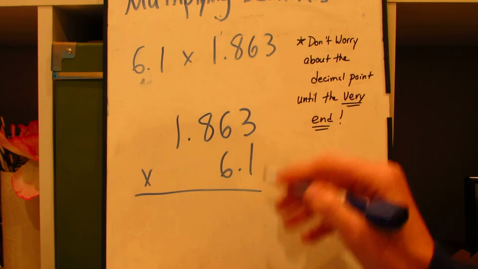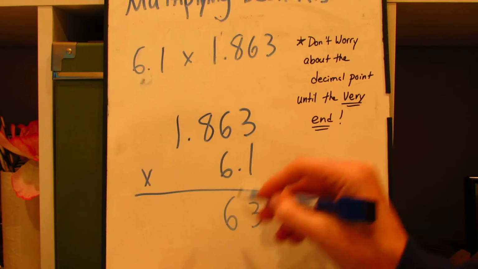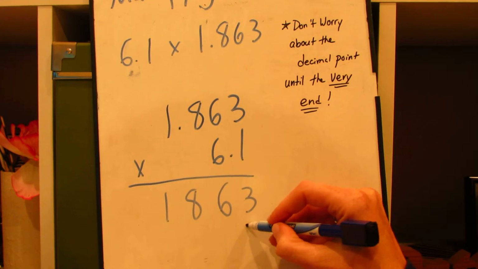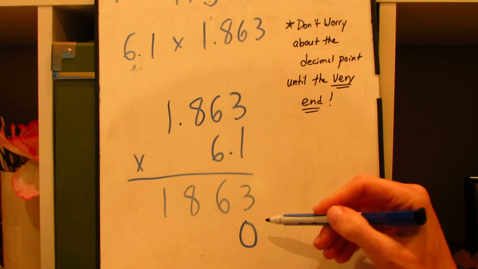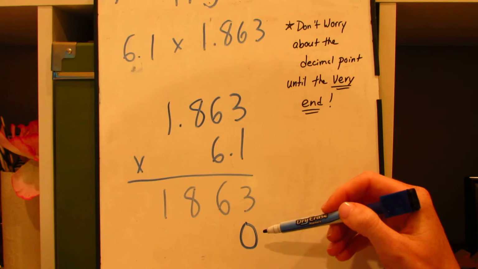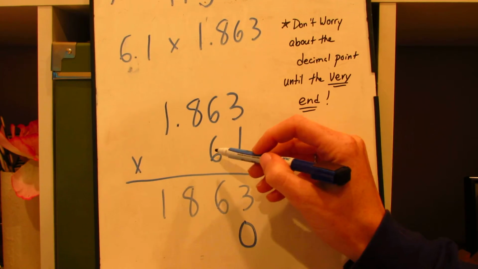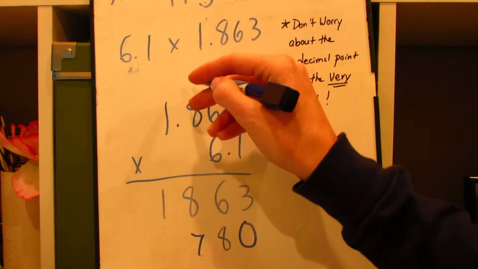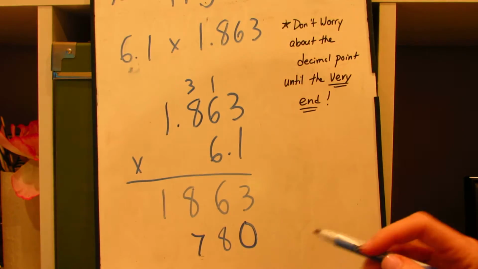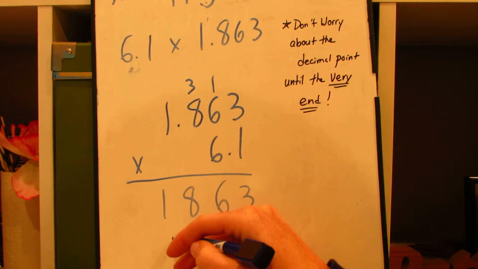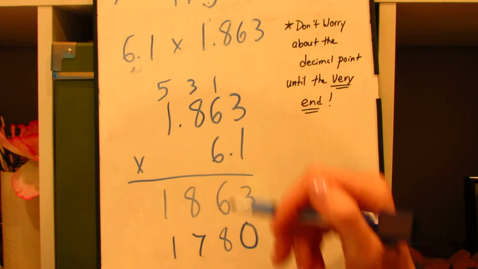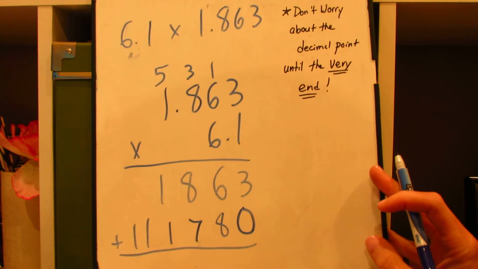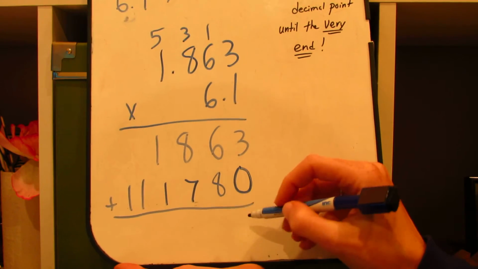Here we go. 1 times 3, 1 times 6, 1 times 8, 1 times 1. Wow, that was pretty easy. Again, I'm going to put a 0 here as a placeholder. Again, if you don't know why, watch my video on multiplying multi-digit numbers. 6 times 3, that's 18. 6 times 6 is 36. One more is 37. 8 times 6 is 48. 51. And 6 times 1 is 6. And 5 more makes 11. Whew, big number. Move my board up. Here we go. Adding normally.